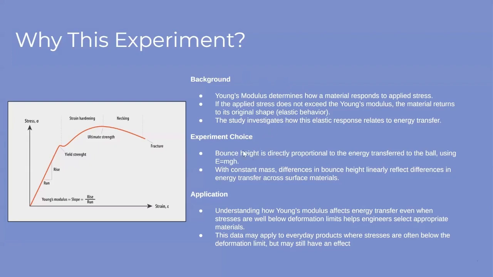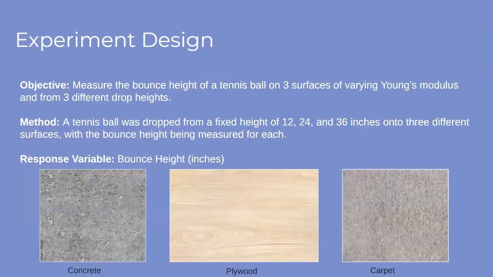Our choice of experiment was that bounce height is directly proportional to the energy transferred to the ball using E equals mgh. With constant mass, differences in bounce height linearly reflect differences in energy transfer across surface materials. The application of it: understanding how Young's modulus affects energy transfer even when stresses are well below deformation limits helps engineers select appropriate materials. This data may apply to everyday products where stresses are often below the deformation limit.